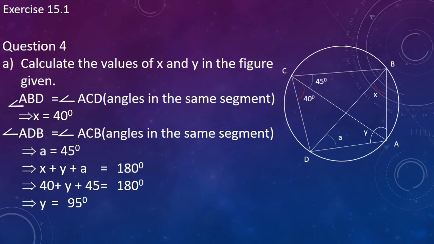Therefore x is 40 degree. The angle y is an angle in the triangle ABD. The other two angles are x and an unknown angle. Let this unknown angle be A, and the unknown angle A is equal to 45 degree because A and 45 degree are angles in the same segment. Now x plus y plus A is equal to 180 degree by the angle sum property of a triangle. From this, by substituting the value of x and A, we get the value of y as 95 degree.